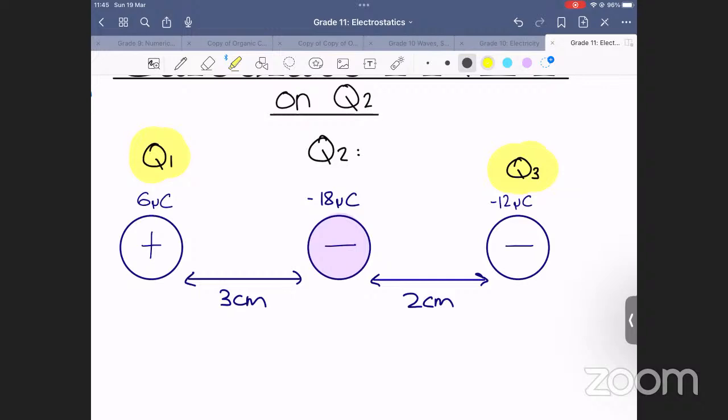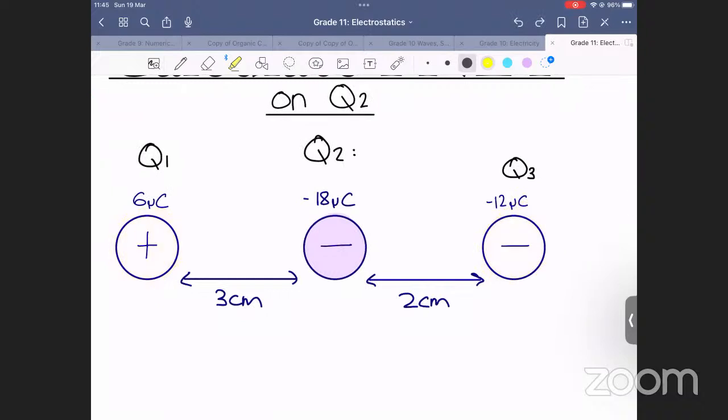They all exert forces on each other, but because they want the net force on Q2, we focus on Q2. We focus on the forces that are exerted onto Q2 by the other two: the force that Q1 exerts on Q2 and the force that Q3 exerts onto Q2. So tell me now, listen carefully: between Q1 and Q2, is there an attractive force or a repulsive force?